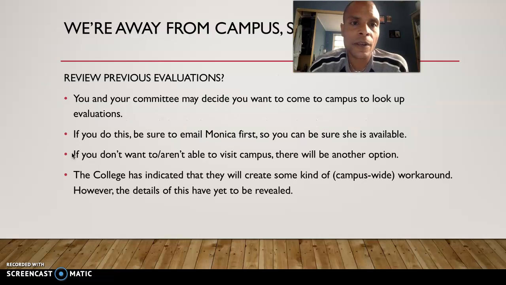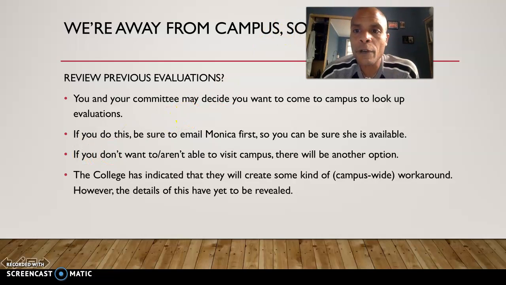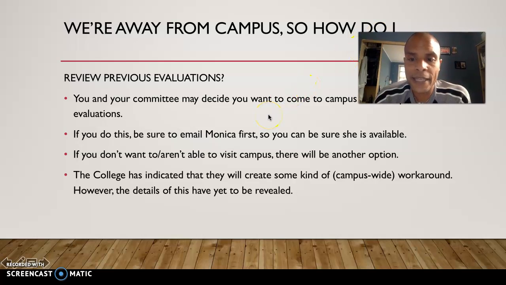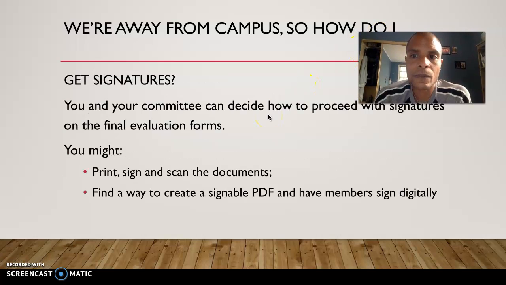So there are a few things you might be wondering how you do them. We're away from campus, so how do I review previous evaluations? That's something that we often have to do. You may decide you want to come to campus to look up someone's old records. If you do that, be sure that you email Monica in HR first so you can make sure that someone's there to help you out and get you what you need. If you don't want to or you're not able to visit campus, there will be another option. The college has indicated that they're going to create some kind of workaround, but we don't know what that is yet, so you'll just have to stay tuned.